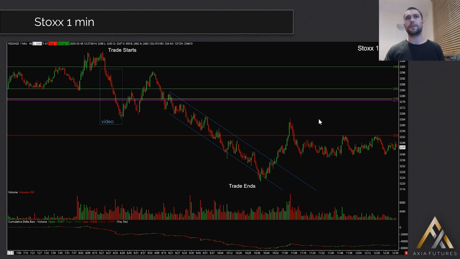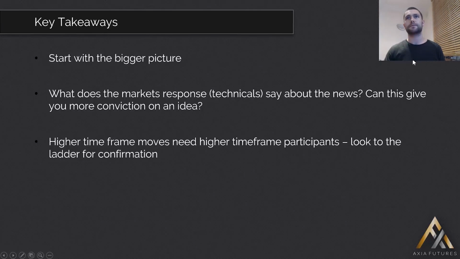All right. So takeaways from this. I suppose the key to the whole trade idea was this whole starting with the bigger picture piece. You know, what's going on technically in the market. So yeah, starting with those daily candles, and getting a read for that, and then overlaying other information.